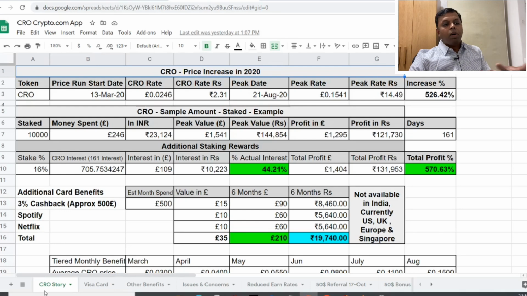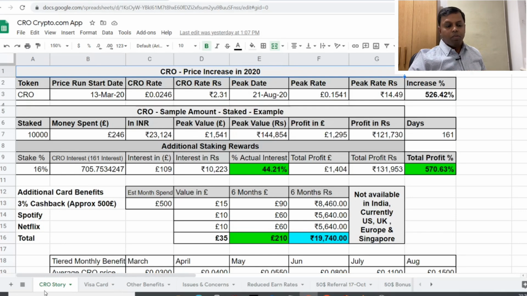So I'm using an estimated monthly spend of 500 pounds. Anybody who lives in the UK will know that your credit or debit card spend will probably be much more than this, because 500 pounds for a family of 4 is just about enough for groceries. But you can spend it on anything, from fuel to anything you want to put on card, which means your monthly spend is going to be many times more. But I'm using a conservative estimate. So if I use 500 pounds as a monthly spend, I get a cashback of about 15 pounds per month, and I get Spotify and Netflix worth around $13, which is 10 pounds.